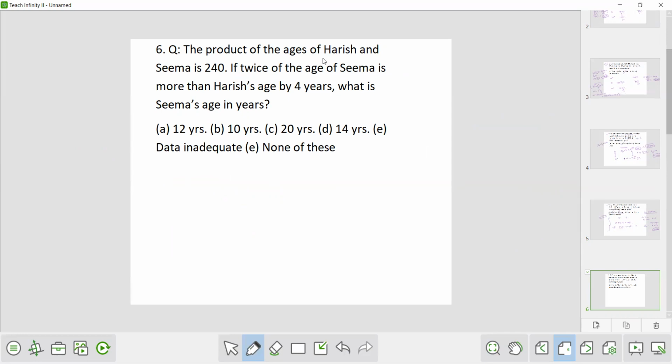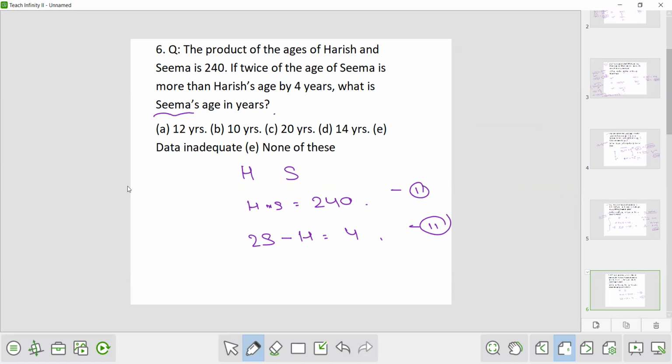The product of the ages of Harish and Seema is 240. Let's say H for Harish and S for Seema. So H into S equal to 240. Now if twice the age of Seema means 2S is more than Harish by 4 years, means 2S minus H is 4. There are two equations, this equation and this equation. Now what is Seema's age in years? So you have to find the age of Seema.